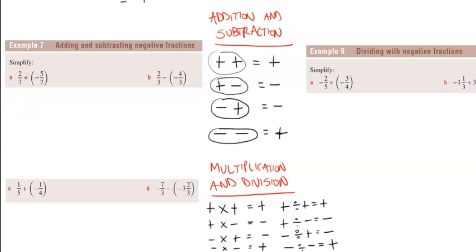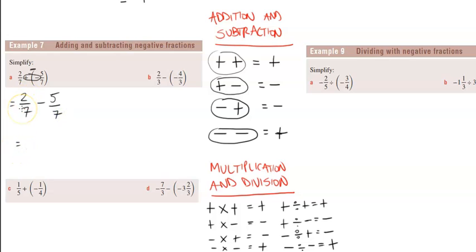So the first one here, this is looking at 2/7 plus, in bracket, minus 5/7. Now let's just disregard the brackets for now. Here we can see there's a plus and there's a minus put together. So if we circle these two, this turns into a negative, because a positive and a negative, when it comes to adding and subtracting, turns into a negative. So this is just implying that this is 2/7, take away 5/7.